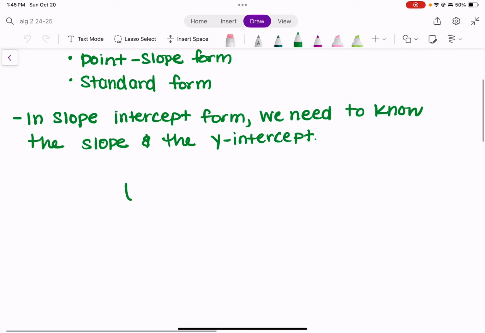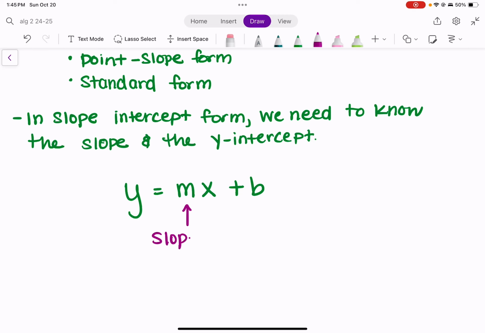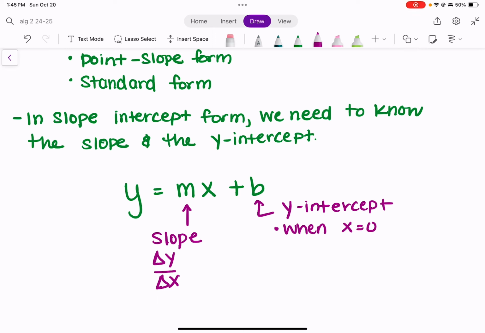This is the form that's y equals mx plus b, right? And so m is our slope, right? And our slope is usually written as change in y over change in x. And then b is our y-intercept, right? So the y-intercept, that's when x equals 0, and it's also where it crosses the y-axis.